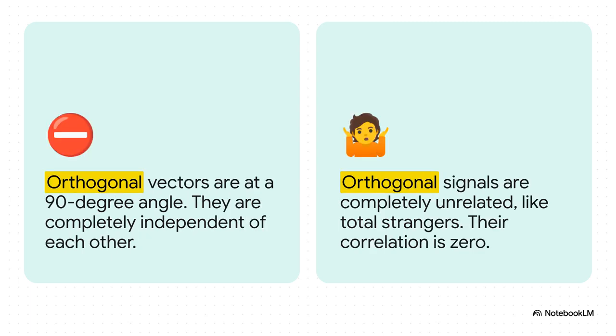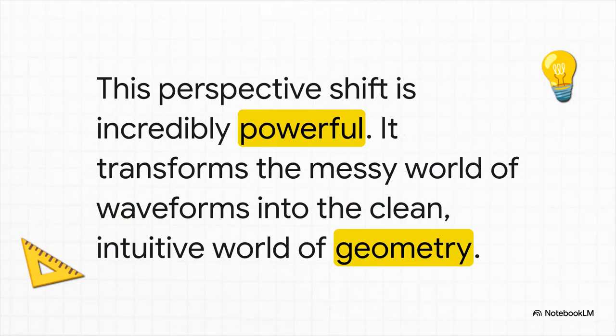And what about the opposite? Vectors at a perfect 90-degree angle? We call those orthogonal, and they are completely independent. One has absolutely zero influence on the other. It's the exact same concept for signals. Two signals are orthogonal if they are totally unrelated, meaning their correlation is zero. They are complete strangers to each other. So we've just translated this messy, chaotic world of squiggly lines into the clean, super intuitive world of geometry.